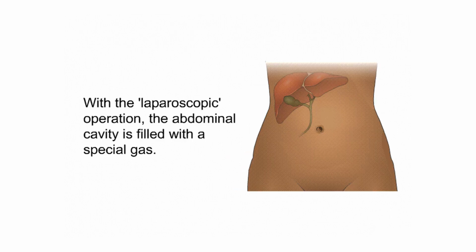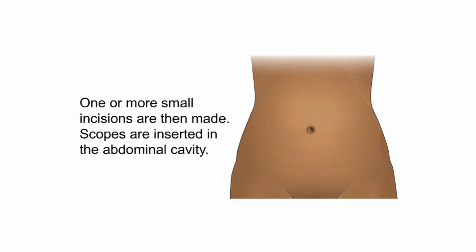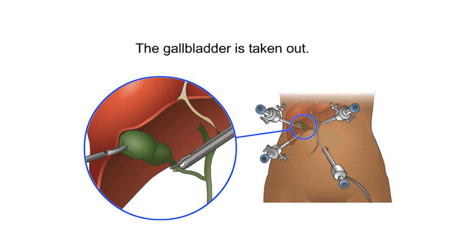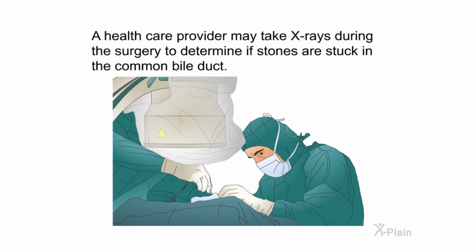With the laparoscopic operation, the abdominal cavity is filled with a special gas. One or more small incisions are then made. Scopes are inserted in the abdominal cavity. The gallbladder is separated from the common bile duct. The gallbladder is taken out. A healthcare provider may take X-rays during the surgery to determine if stones are stuck in the common bile duct.